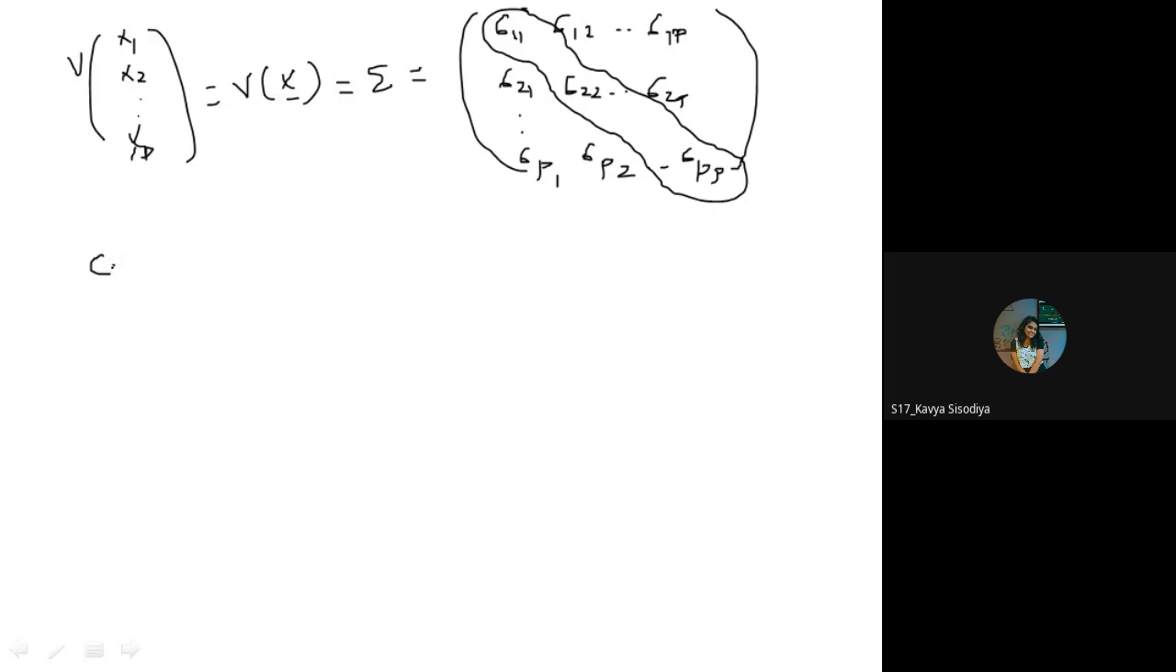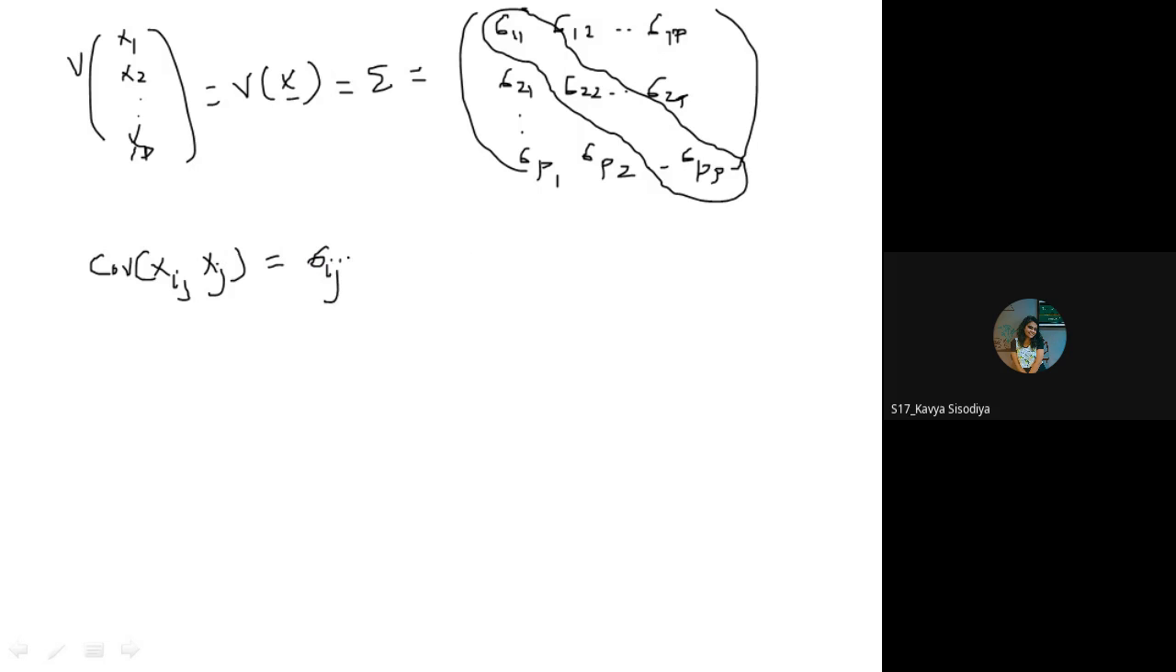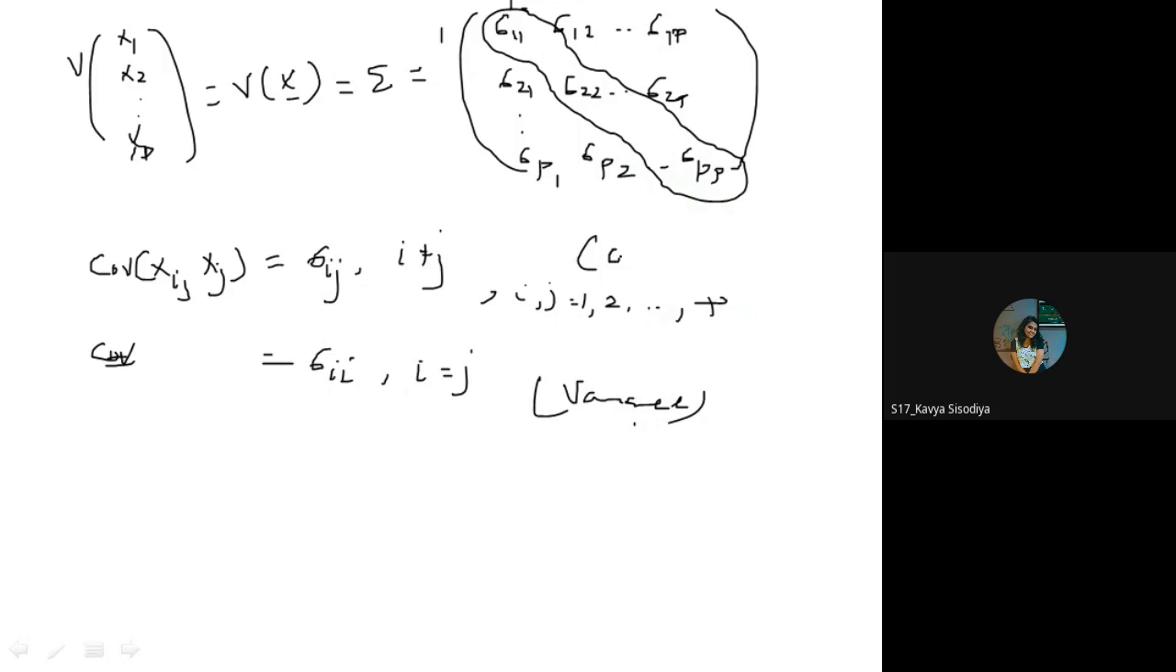So we know that the covariance between xi and xj is sigma ij when i is not equal to j, and when i equal to j, it is sigma ii, and i and j both run from 1 to p. So when i and j are the same, it gives the diagonal elements. So the diagonal elements give the variance, and the off diagonal elements give the covariance.